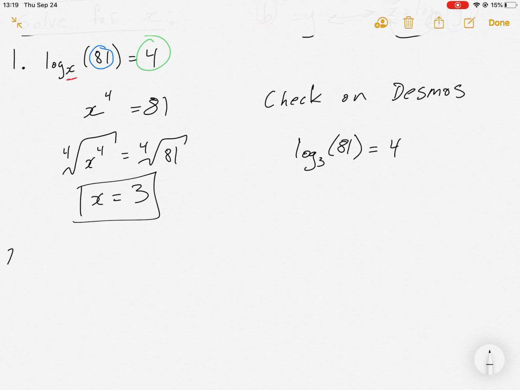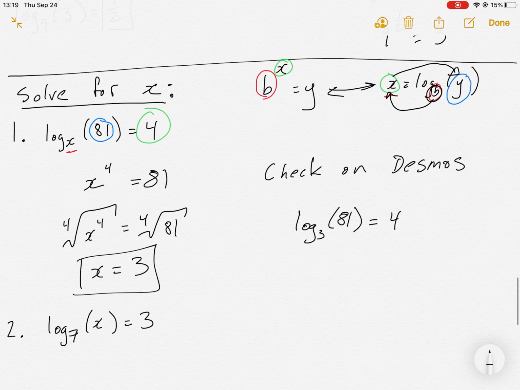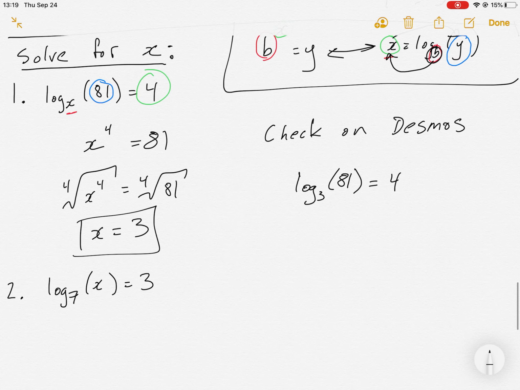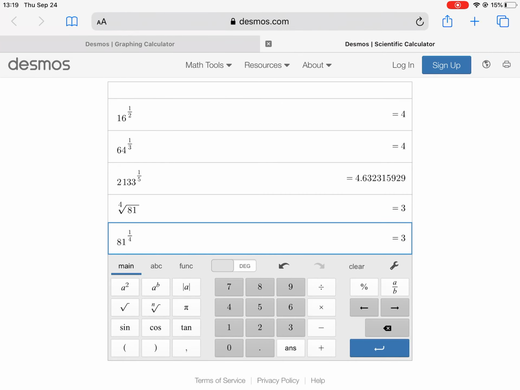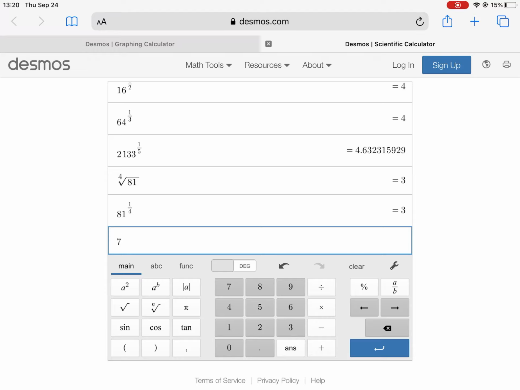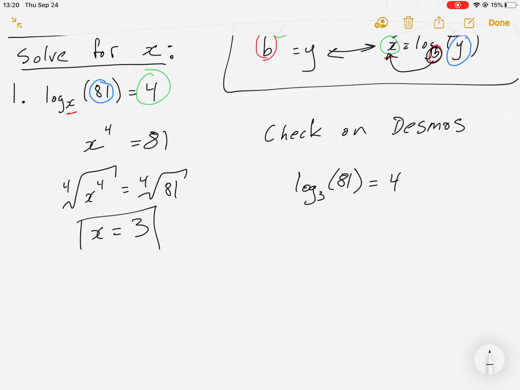Okay, so in this problem, the x was in the base of the logarithm. In the next one, we're going to switch it up a little bit and put the x over here. But the first step remains the same. The first step I need to do is convert it into an exponential equation so that I can get access to that x. So I'm going to take 7, that's going to be my base, to the power of the 3 over there equals x. And actually this is really the answer. We just have to plug this into the calculator. So what is 7 to the power of 3? Well, that's just 343.